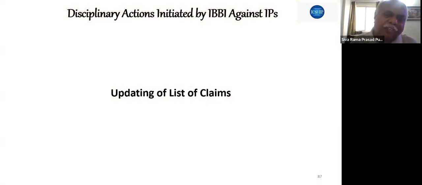Updating the list of claims. This is one of the important areas. A lot of complaints are arising in this area. Once the claims are received, they are to be verified properly with the proofs, with the books of records that are available with the corporate debtor. If it is a financial creditor, check whether interest is calculated correctly. And if the interest is monthly compound, quarterly compound, half-yearly compound or yearly compound, that also is to be added.